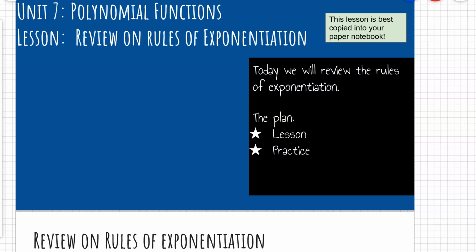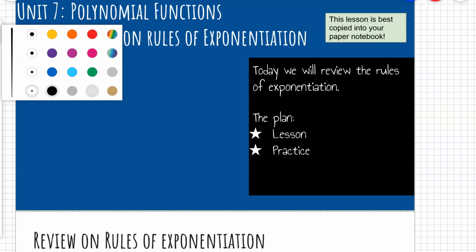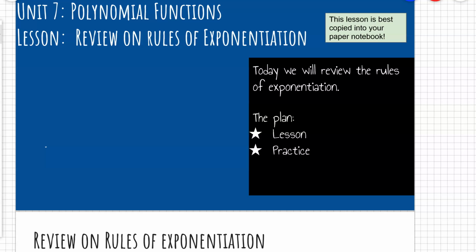Okay, so this is Unit 7, polynomial functions, and the first thing that we're going to do is really understand exponentiation, and that's exponents, and practice that before we even dive into polynomials. Now, a polynomial is an equation, poly meaning many. So if we have x to the second, that means multiple x terms.